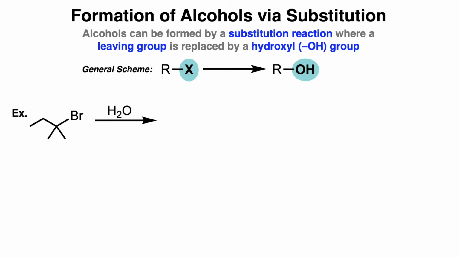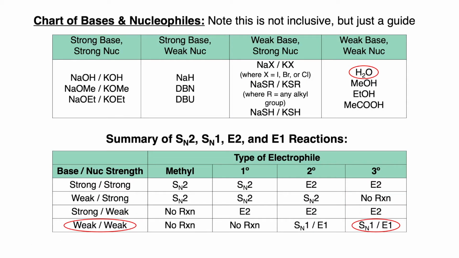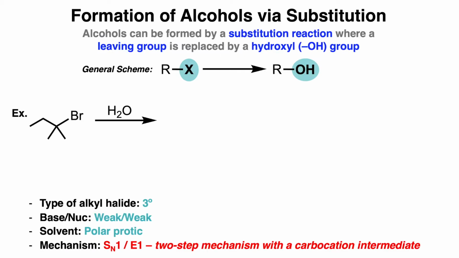In the next example, we are reacting a tertiary alkyl bromide with water. Water is both a weak base and a weak nucleophile, and water also contains hydrogen bonds, making it a polar protic solvent. Now looking at the upper chart, water falls under the weak/weak category. And if we look at the bottom chart, with a weak/weak strength and a tertiary alkyl halide, this tells us that the mechanism is SN1/E1. Since we're only focusing on alcohol formation, let's only show the SN1 mechanism here.